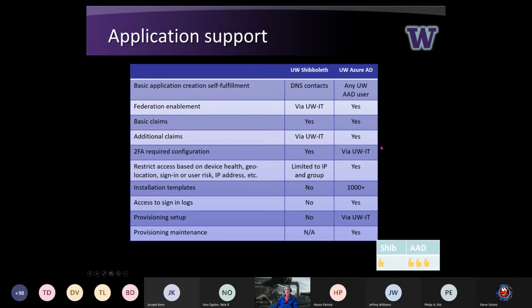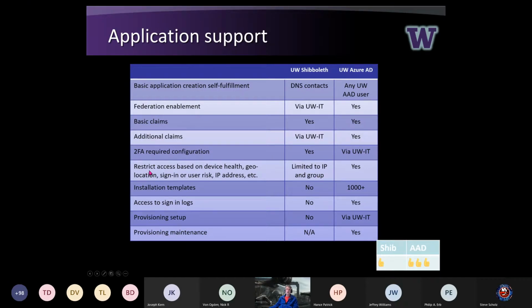One downside to Azure AD is that in order to require two-factor on your application, you've got to talk to us, and that's because conditional access for a given application is not a delegatable thing. You've got to talk to central IT. Whereas with UW Shib, that's part of your service provider or relying party configuration that you can specify on your own.